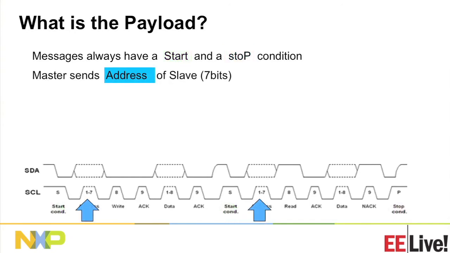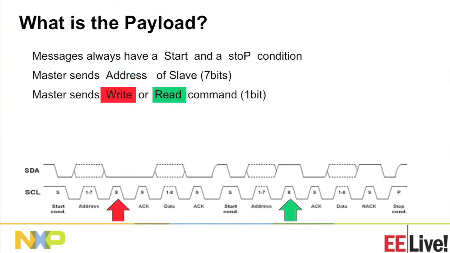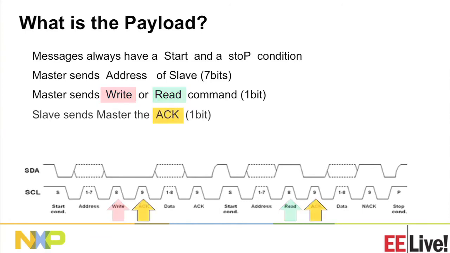So the first thing that happens is we send the address, which is 7 bits of data. Then we have to tell the slave device whether we are writing to it or reading from it. So the 8th bit of our 8-bit address payload is to tell it what type of signal, what direction it should go in. So in the red arrow, it's a write condition. In the green, it's a read condition. The slave responds. If the slave is present and recognizes its address, it sends back an acknowledge bit, which is the yellow arrows in the diagram.